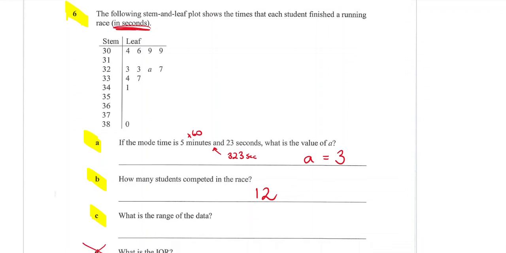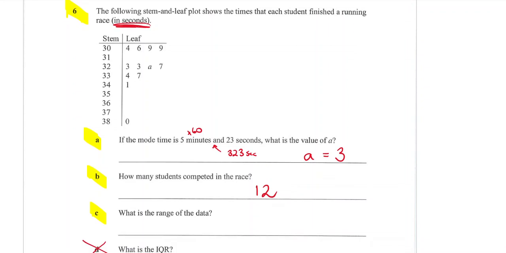What is the range of the data? We talked about range already. It's the highest score minus the lowest score. The highest score is this one down here, but don't just take the 0, obviously. It is 380. And then you need to subtract the lowest score, which is up here, 304. So that means 76 is the range of that data.